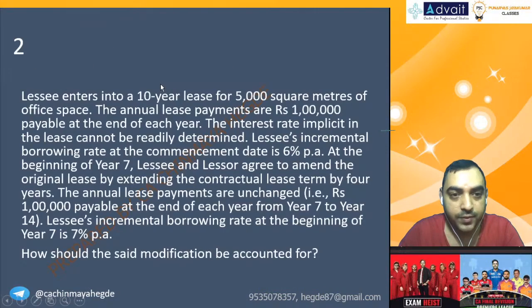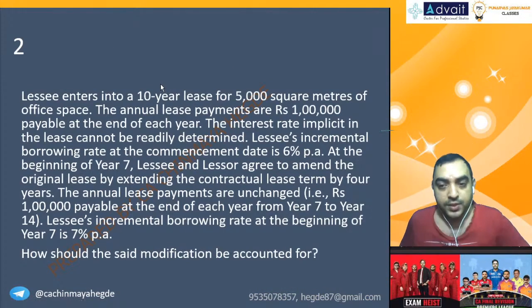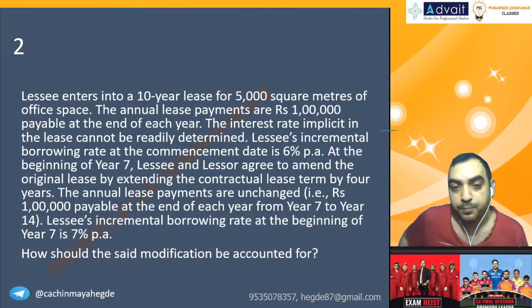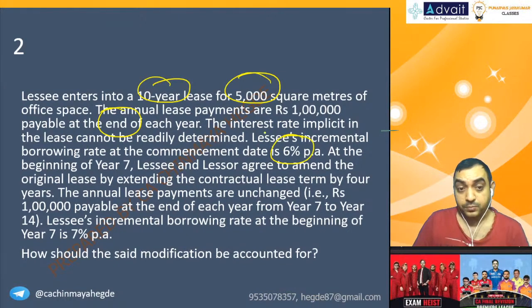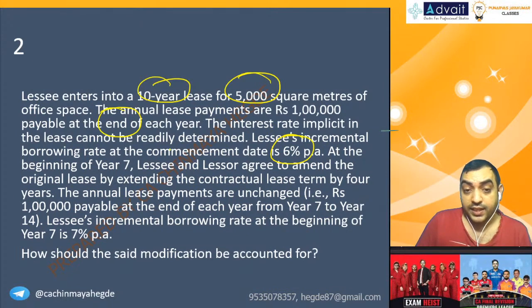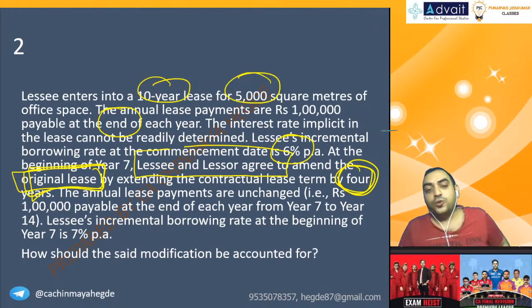Lease modification, okay. Let us go to a problem quickly, my dear friends. Solution, again, don't write it down, I'll explain. Lessee enters into a 10-year lease of 5,000 square meters. Annual lease payments are 1 lakh payable at the end of each year. Interest rate implicit cannot be determined. Lessee's incremental borrowing rate is 6%. At the beginning of year 7, lessor and lessee agreed to amend the original lease by extending the contract lease term by 4 years. Before you read further, can you tell me, my dear friends, is it lease modification or lease remeasurement?